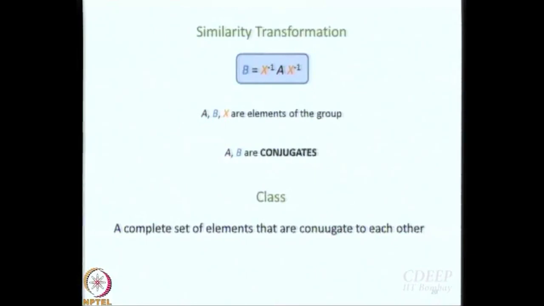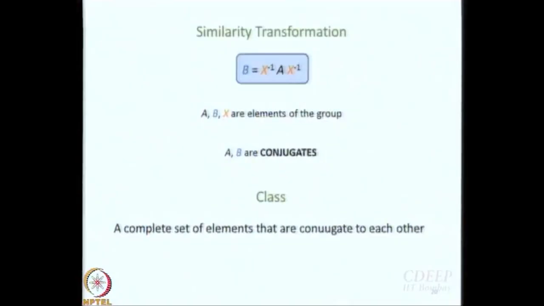So a class is defined as a complete set of elements that are, the correct spelling would be, conjugate to each other. So if I have a complete set of elements within a group that are conjugates to each other, then they comprise a class. What is the meaning of a complete set? What is the complete set that you studied in maybe quantum CH4 to 5 or some such course?